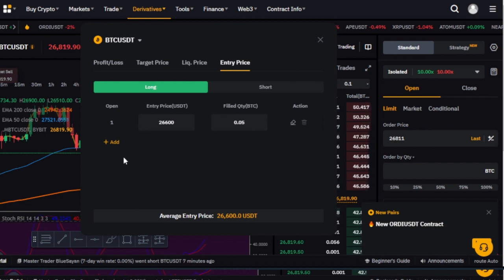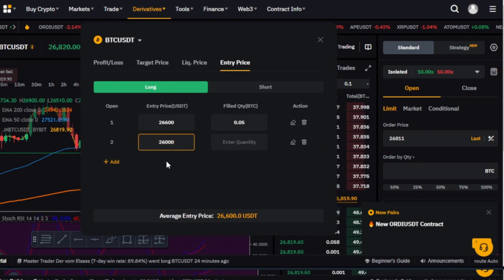Then BTC continues to go down. What I can do is, instead of using the option that says add margin, I want to buy more, so I use the buy more option. Then I click on add, and I go ahead and say I now bought another one at 26,000. Remember, my average price there is 26,600. So when BTC gets to 26,000, for instance, I open another position for 0.05 BTC.